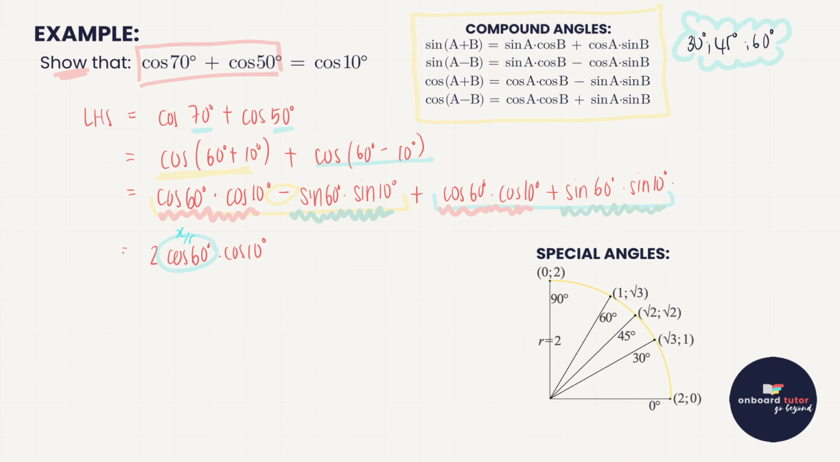So now in the place of cos of 60, I'm going to replace with 1 over 2 times cos of 10. Okay, and essentially what this is 2 over 1 times 1 over 2. So 2 times a half just ends up being 1. So we end up with 1 cos 10 degrees, and then go and have a look back there. It does equal the left-hand side, and so we have proven this identity.